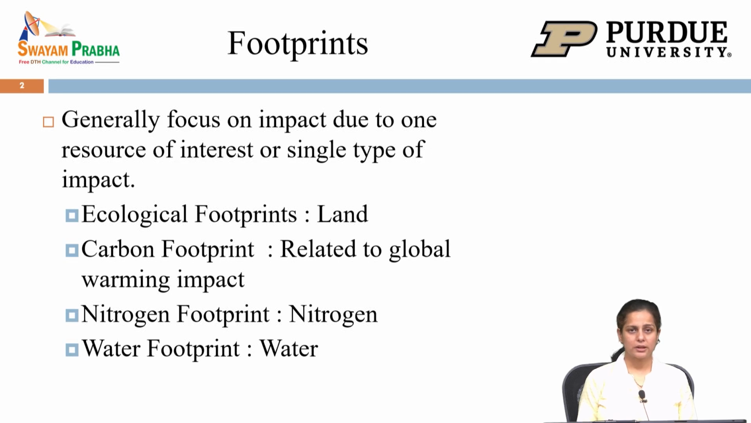We also looked at carbon footprint. So, carbon footprint is related directly to the global warming impact. This is one of the emissions that is of concern for global warming and it also comes in the life cycle impact assessment. So, in terms of footprints, carbon footprint is a little different than the rest of the resources, which are mostly about resource availability, but this is more of an impact.